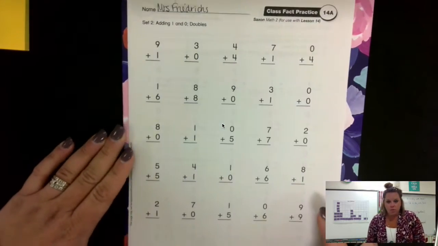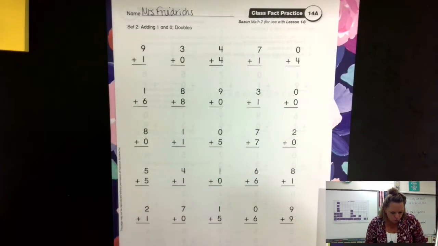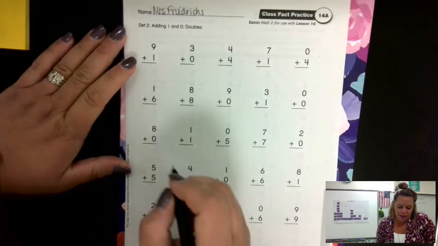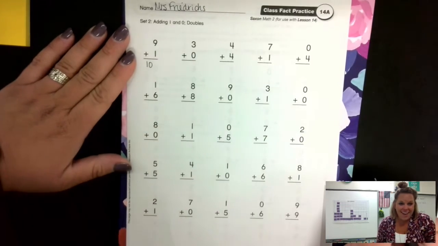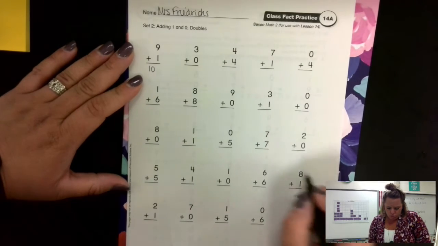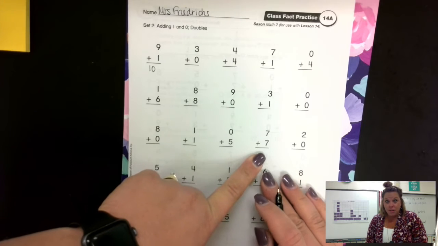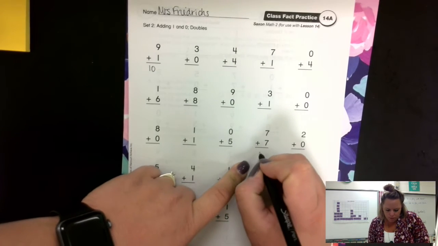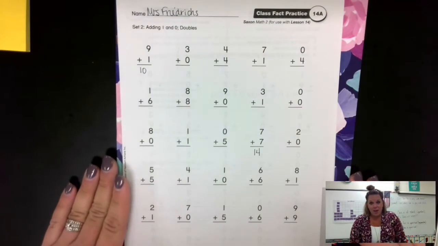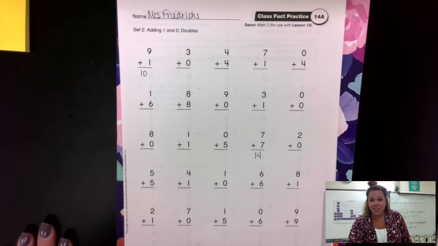I'm gonna pick 2 problems to do with you together before you go ahead and get started. So here we go. Let's do 9 plus 1. What is 9 plus 1? 1 more than 9 is 10. Go ahead and make sure you have 10 written down there. And how about this one? Let's do 7 plus 7. It's in the middle. 7 plus 7. That's a double. 7 plus 7 equals 14. Okay, you have 2 minutes to go ahead and complete the front of your facts. Ready? Go.